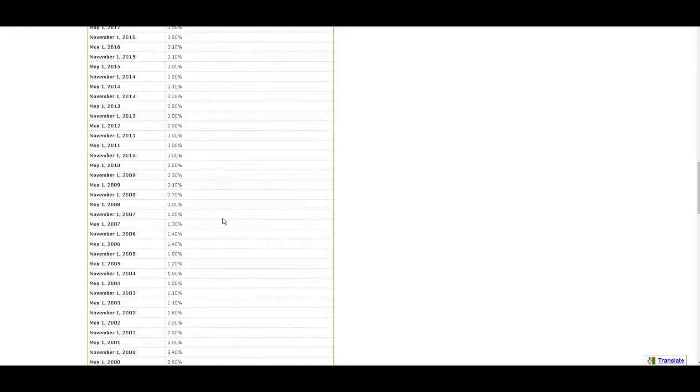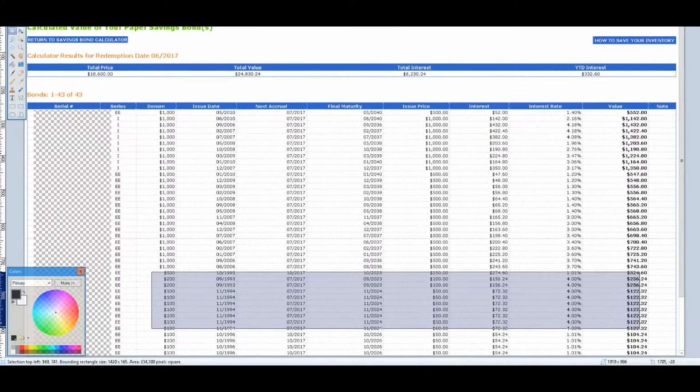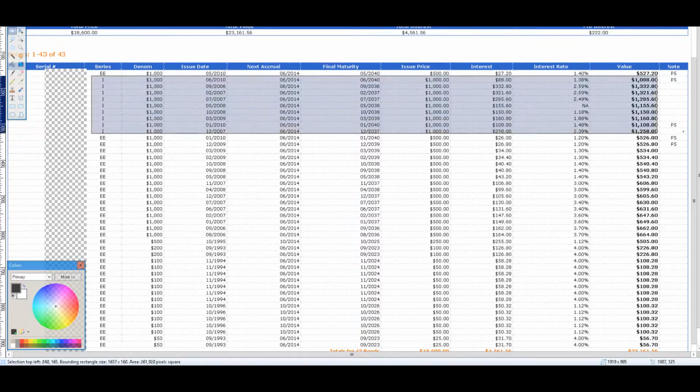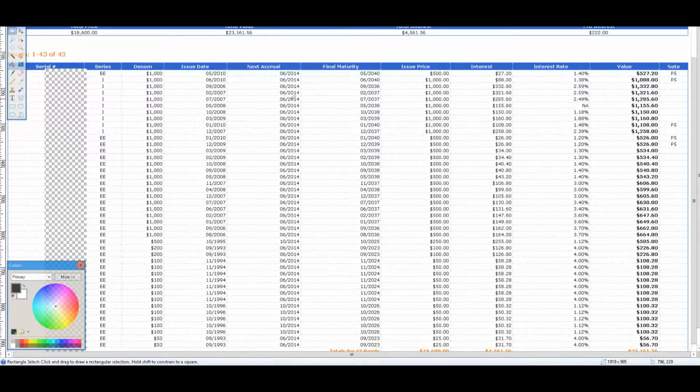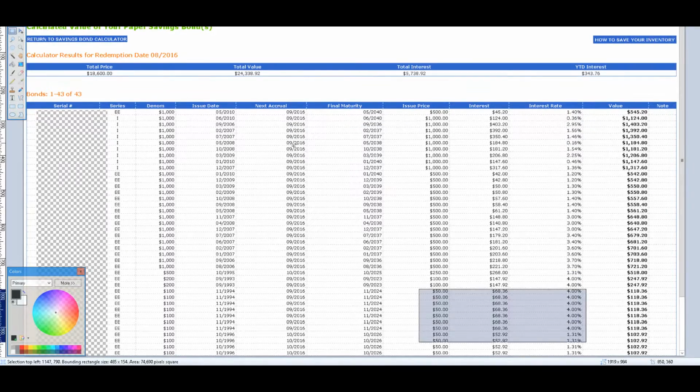Or, the EE bonds are guaranteed to double in 20 years, so you want to make sure you're picking the right ones. Some other things to take a look at are the I bonds, which are the other ones that we're going to be looking at here. And the I bonds, they do change per year. So this is calendar year 14, they're 2.59. Calendar year 15, they're 3.2. Calendar year 16, they went down a little bit. You can see they're in the 1-2% range.